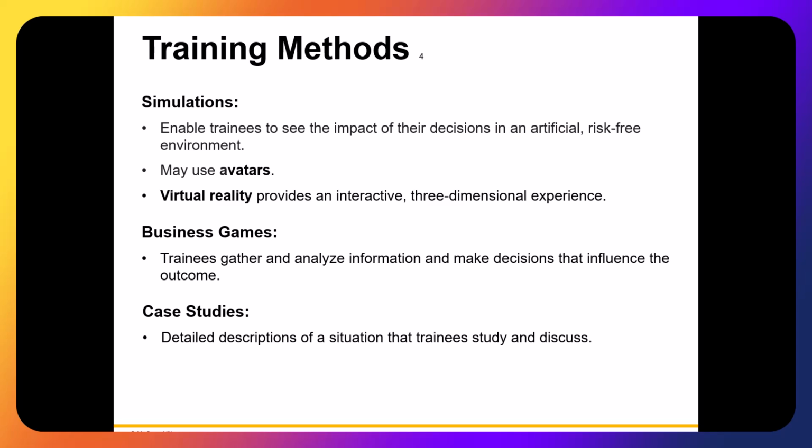This is the place where somebody can make mistakes and not have negative consequences, but use it as a learning process. Business games: trainees gather and analyze information and make decisions that influence the outcome. You see this in all walks of life, in Corporate America, in the military, in law enforcement, to include the business games.